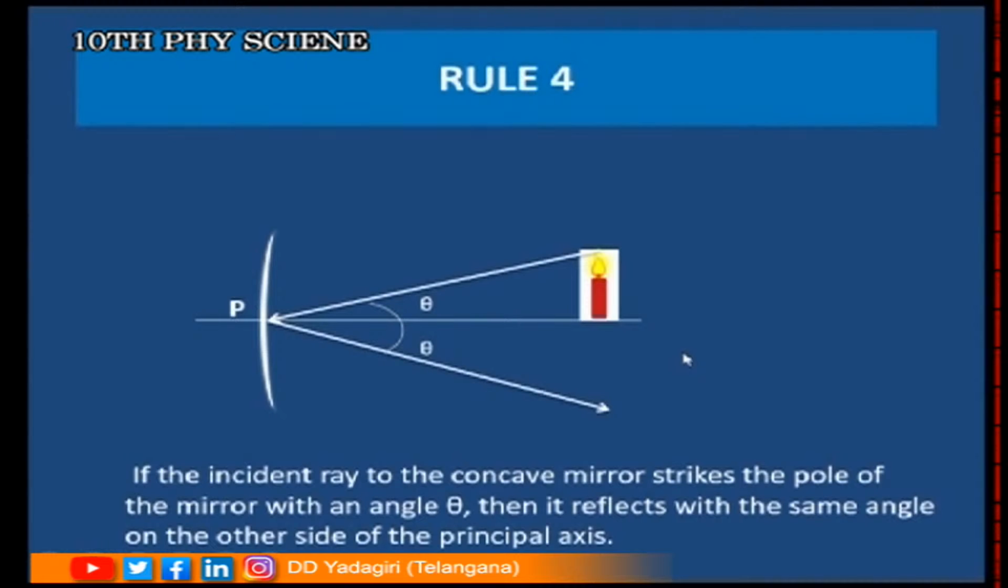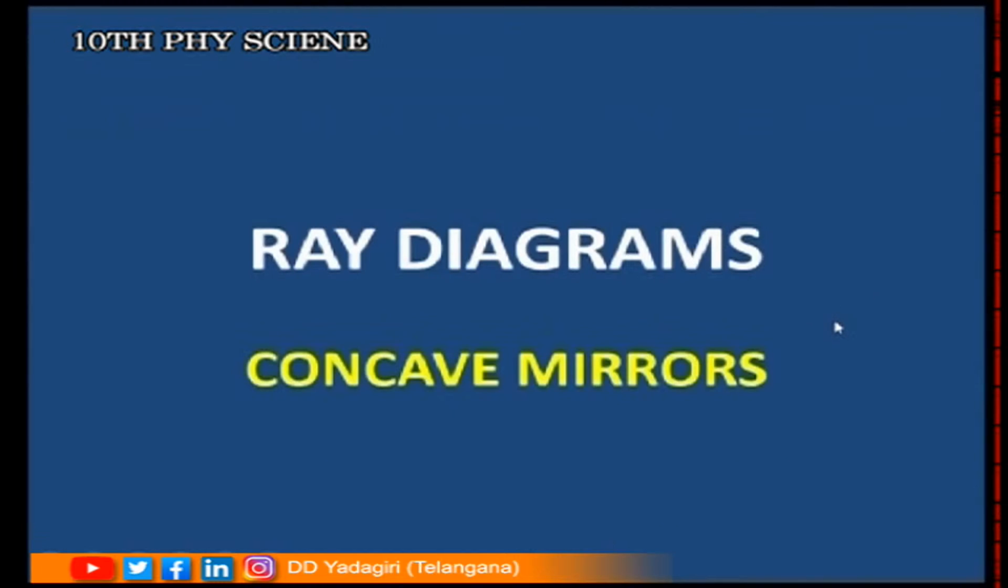Once again children, ray diagrams are a very important concept to us. So what do we need to draw a ray diagram? We need at least 2 rays to draw a ray diagram successfully. Okay children, to draw a ray diagram properly, we make use of at least 2 rules.